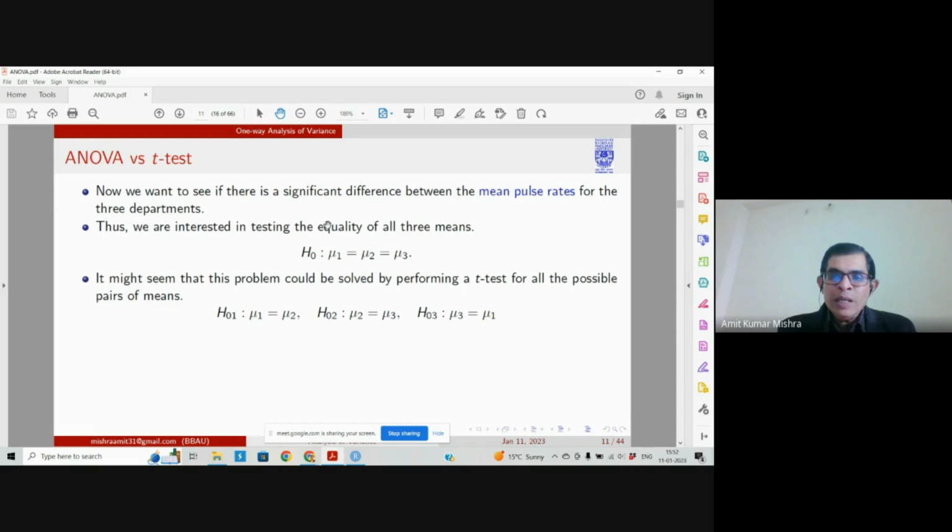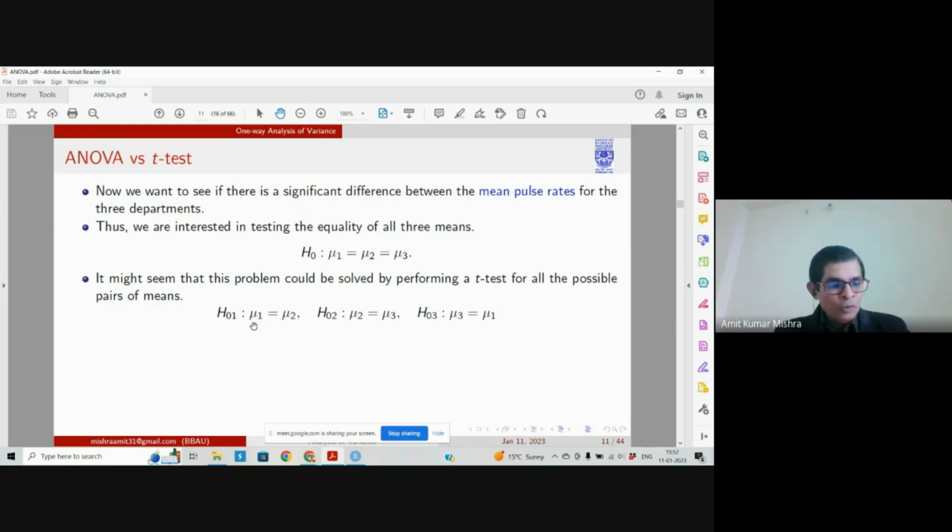Now, one may wonder whether we can use the t-test or not. That means, can we use the t-test three times? First we compare mu1 and mu2, then we compare mu2 and mu3, then we compare mu3 and mu1. So instead of comparing mu1 equals mu2 equals mu3, that means the equality of three means, can we use the t-test and compare equality of two means with all possible pairs, mu1 mu2, mu2 mu3, mu3 mu1.